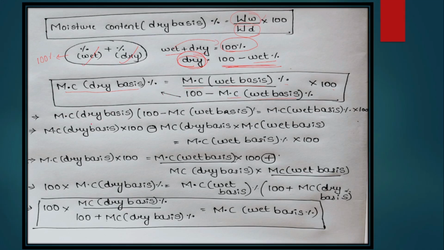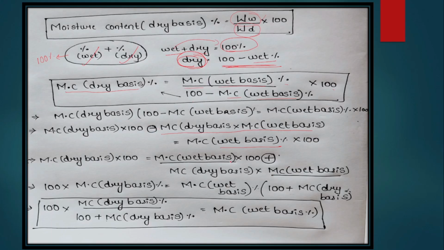After cross multiplying, moisture content dry basis into 100 minus moisture content wet basis is equal to moisture content wet basis, which is in the numerator, multiplied with this 100. Next, moisture content dry basis into 100 minus moisture content dry basis into moisture content wet basis is equal to moisture content wet basis percentage into 100. As we want the wet basis percentage, we need to transfer this moisture content dry basis into moisture content wet basis to the right side of the equation.